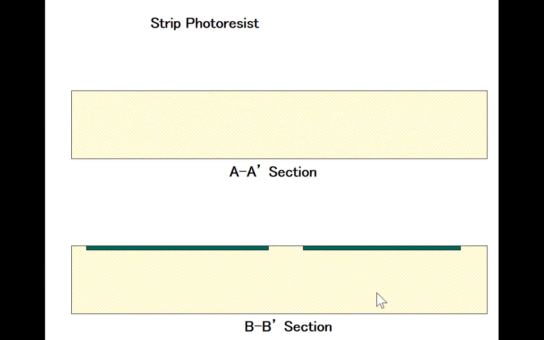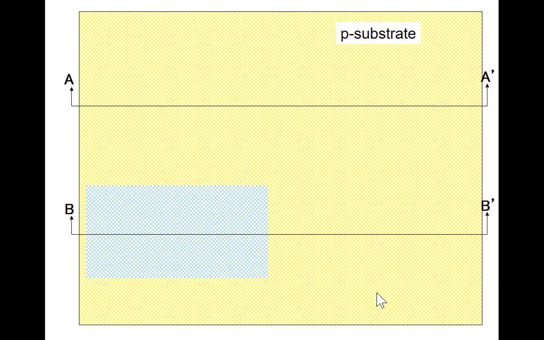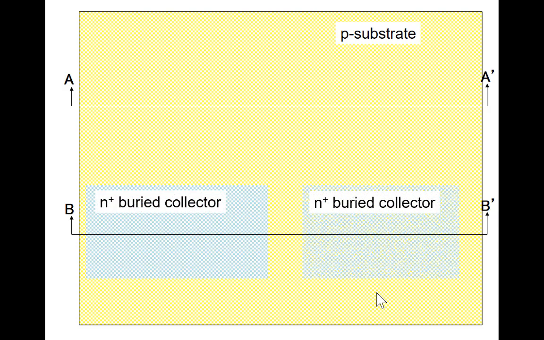Let's look at the top view of the same steps. So we start out with a P substrate. If you look down to the top, and after we put the photoresist on, expose it, develop it, and then remove it, we see the N+ buried collector in this region here and in this region here. Any questions so far? Hey, we're one sixth done with this process because there's so few steps.